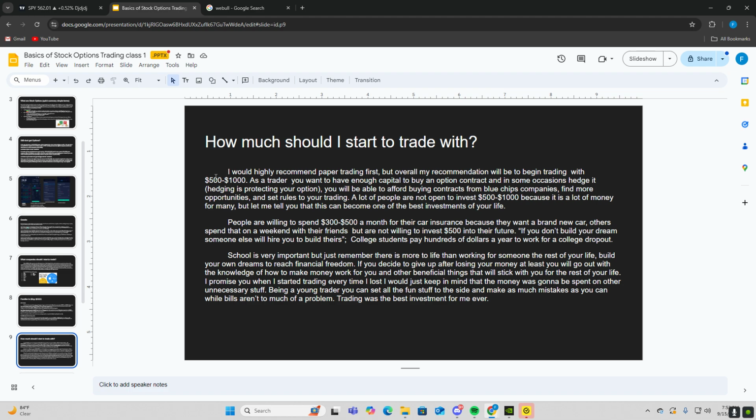If anything, you don't have to use the full 500. You could be in a trade. Let's just say you have $1,000 in your Webull account, right? But you don't have to be in a trade with the whole 1,000. You could be in a trade with like 10% of that, so basically $100. So you could buy one contract of something.